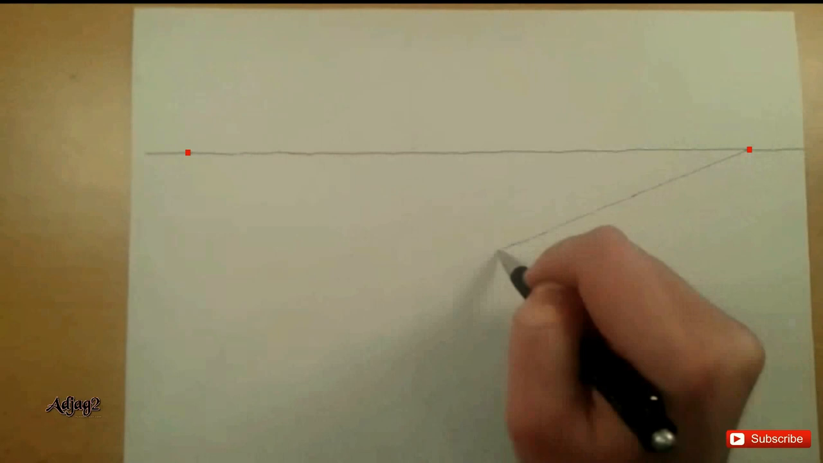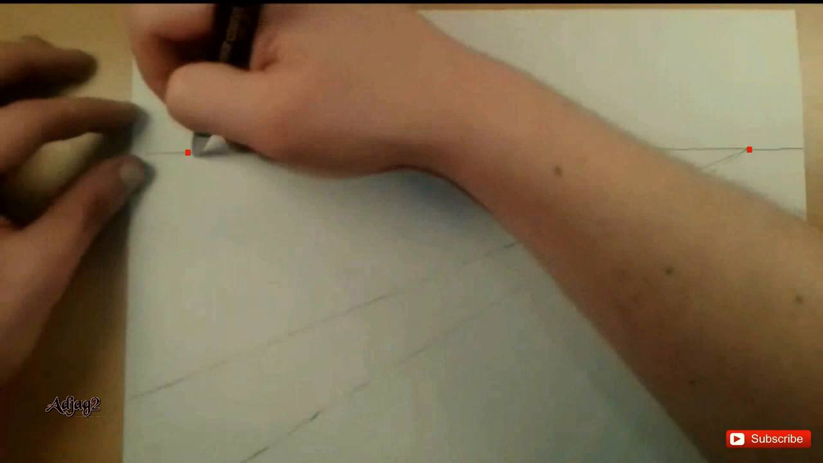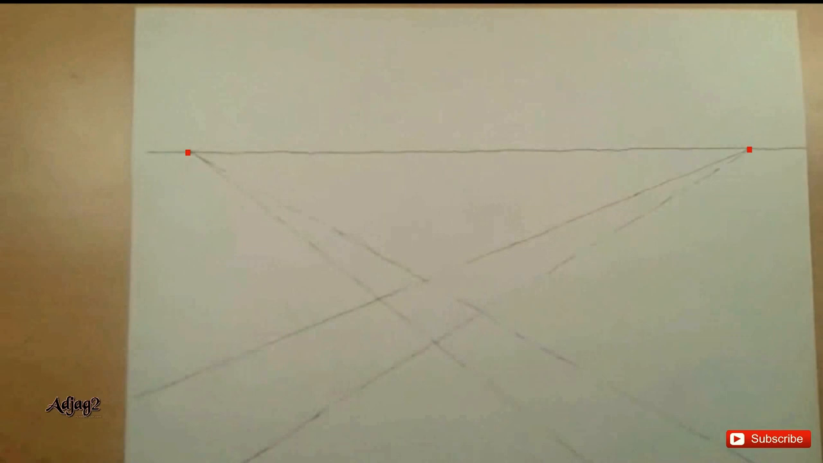Next, draw from each point lines down to the edge of the page to create intersecting roads. At the juncture of this intersection, draw a vertical line to represent the corner of your first building.